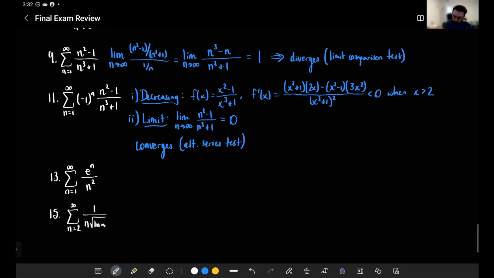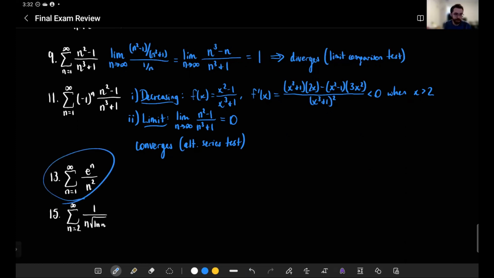Okay, so that one was pretty hard, honestly. You had to do some ugly quotient rule, ask when that numerator was negative. Even I made a little mistake along the way. So yeah, that's sort of mean. I don't know if there's a better way to tackle it, though. Anyway, let's look at 13.